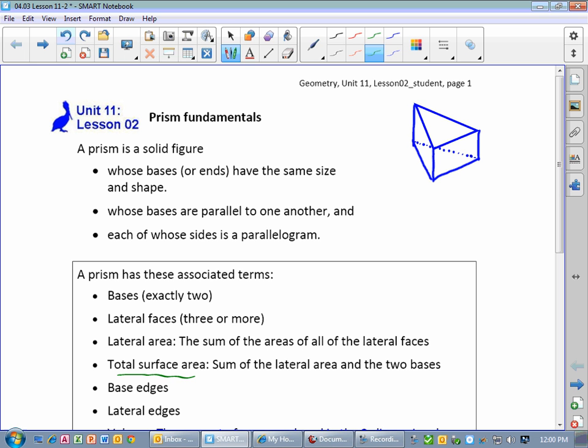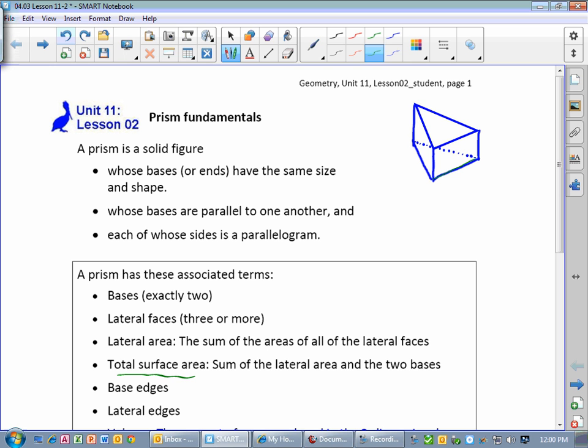Okay? Base edges. Well, those are the edges that form the base. So there's a base edge, there's a base edge, there's one we can't see that's a base edge, there's a base edge, there's a base edge, and there's a base edge. So in this case, there's six base edges.